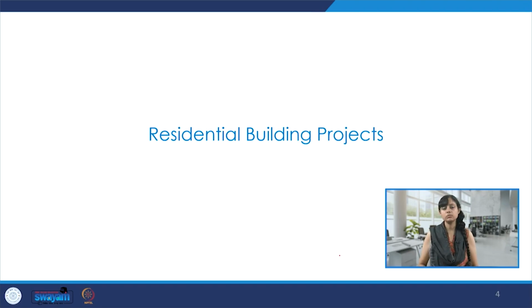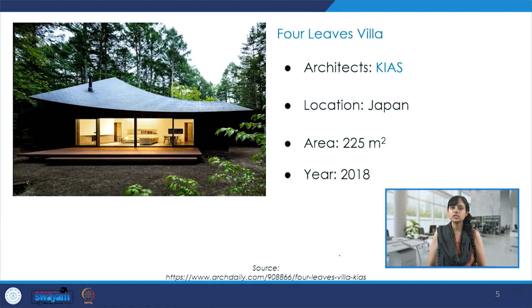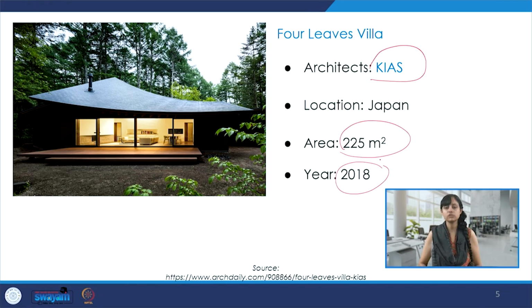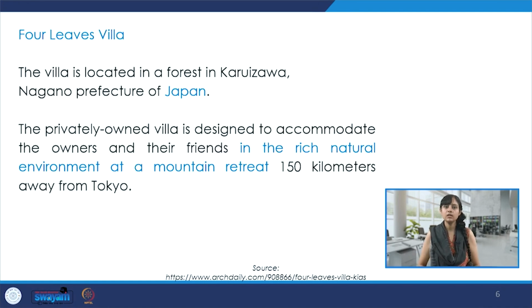Let's see some residential building projects first. This is Four Leaves Villa and the architects are KIAS. It's a Japan-based project, and to give the idea of the area, it is 225 square meters and the year of construction is 2018. It's located in Japan, in the middle of a forest. It's a very interesting retreat, which capitalizes on the natural environment at a mountain retreat, which is 150 kilometers away from Tokyo.